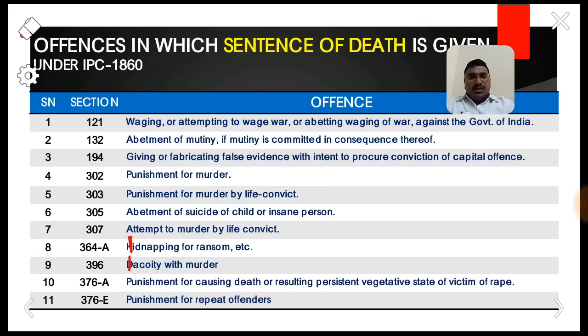Next, causing death or resulting in a persistent vegetative state of the victim of rape is punishable with death according to section 376A. Punishment for repeat offenders of rape is also punishable with death according to section 376E of the Act 1860.